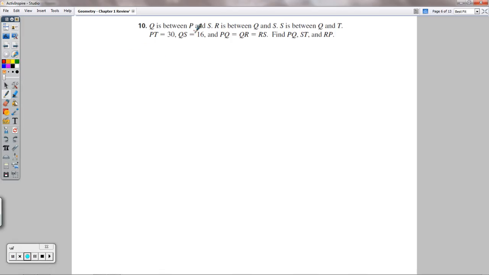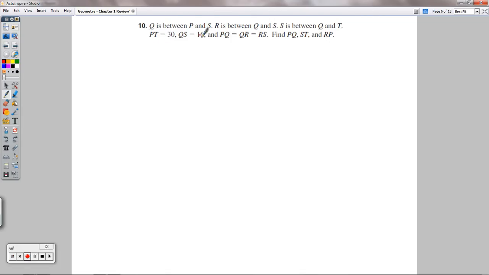Number 10. All right, we got Q between P and S. R is between Q and S. S is between Q and T. Whoa, so much information here. How are we going to do this, Mr. Wagner? Again, just take it one step at a time. Don't try to do too much at once or think of it all at the same time. If we make a mistake, we can adjust our picture. That's why we have erasers. That's why we should use pencil in math class.